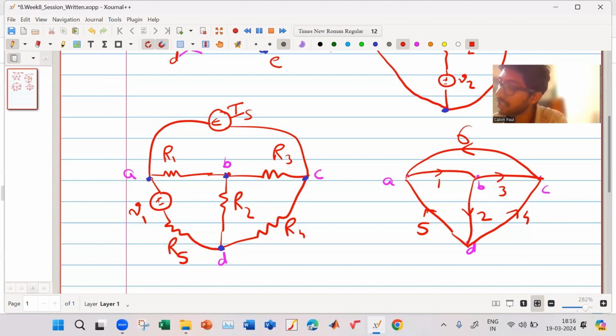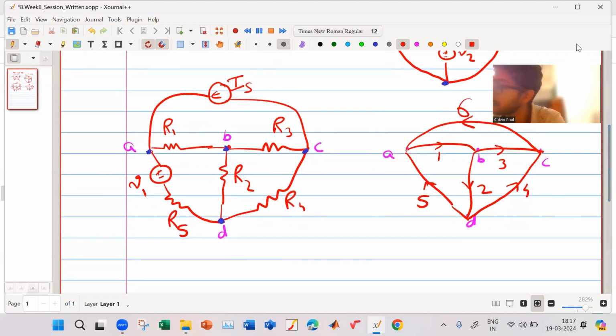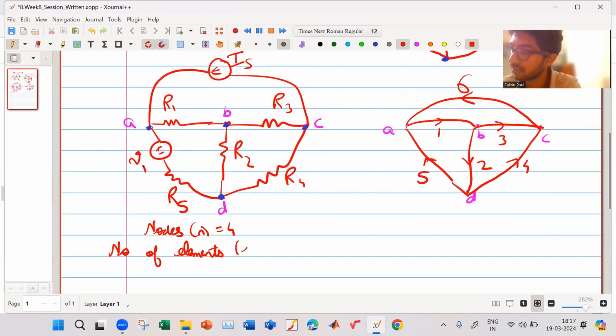Further, this graph, how many elements are there? 6 elements. Okay, so first we'll write the number of nodes. And how many elements? Number of elements is 6. Number of nodes is 4. Okay. Number of nodes is 4, number of elements is 6.